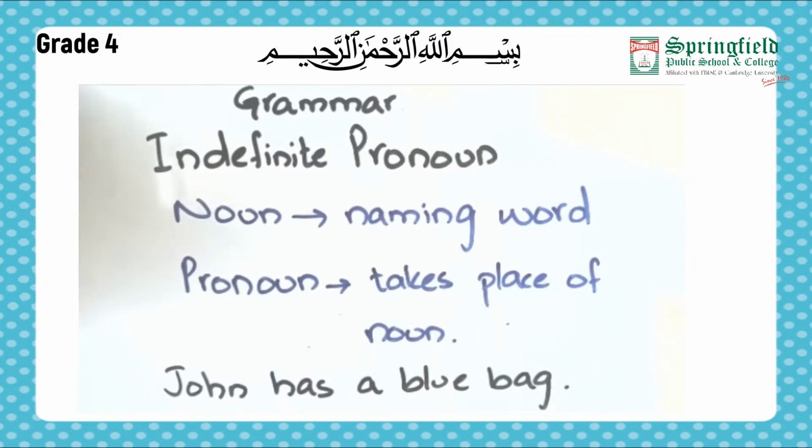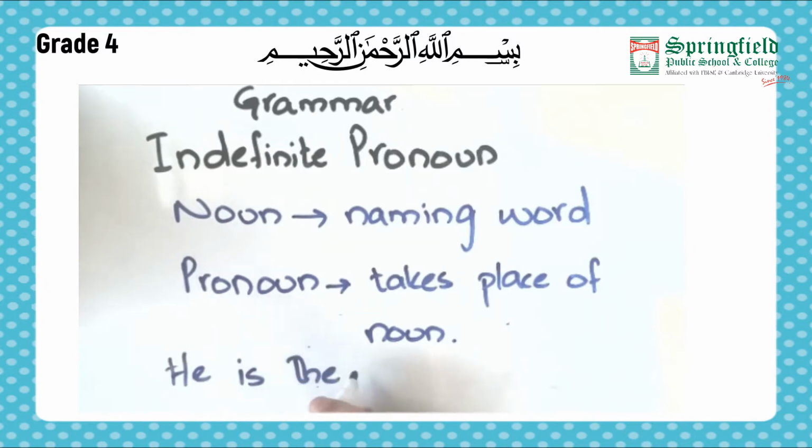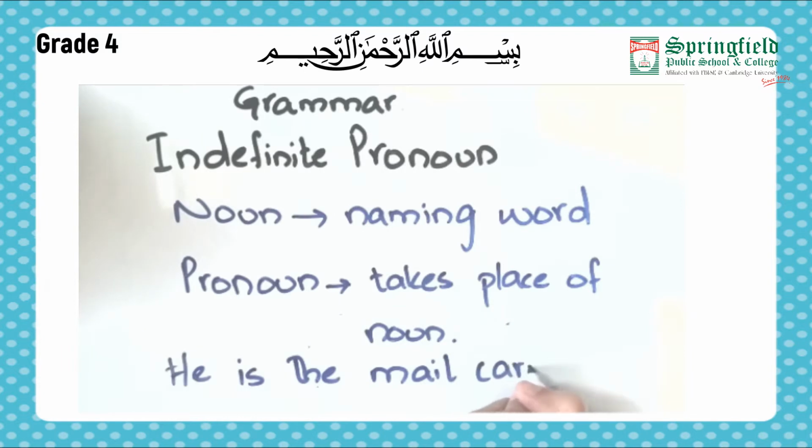Now in order to make the next sentence, how are we going to make it? Are we going to write again John? No, we are basically going to use the word he. Like for making the next sentence related to John, we are going to say he is the mail carrier. So basically, this he is a pronoun. That is a word that takes the place of a noun, in order to avoid the repetition of noun, that is the naming word. Like in this case, John has a blue bag, he is a mail carrier. So we use the word he instead of John.